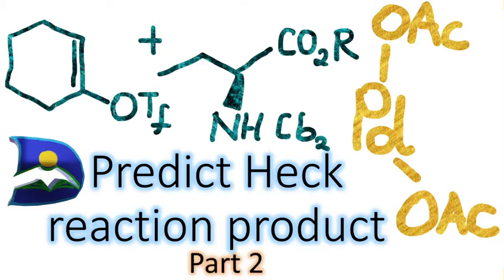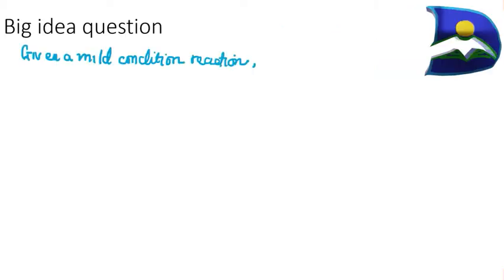So in here we're going to look at part 2, dealing with the big idea question, which involves giving a mild condition reaction where we have this reactant, and the Tf is known to be represented as trifluoromethanesulfonate, and this particular compound, the red compound, is known to be a form of an organohalide. This will be nice to recognize because once you dive into the main reaction you should know which one starts first or which one ends up later.